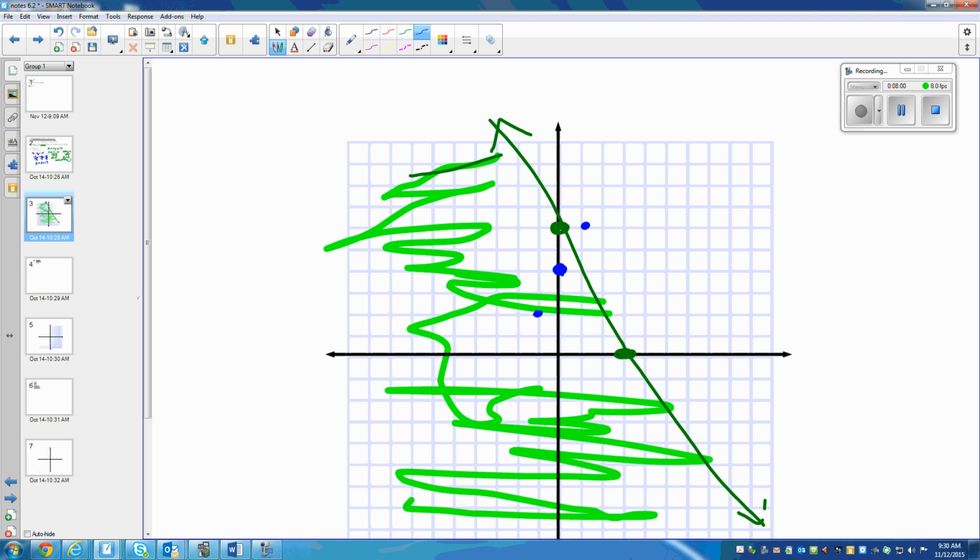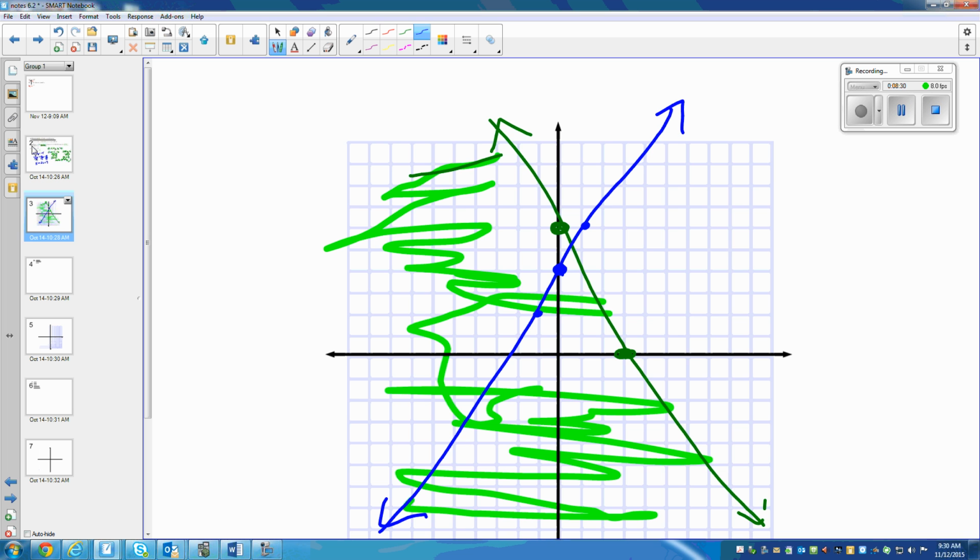Do we draw a solid line or a dotted line? Solid line. Nice straight with a ruler. Arrows on both ends. Okay? And now we have to decide which side we color on. So if I pick 0, 0, and it says yes, I'm coloring all of this side. If I pick 0, 0, and it says no, I'm coloring the opposite side.